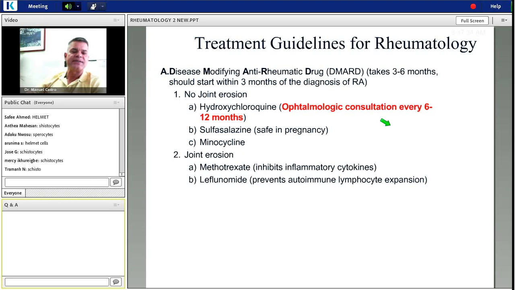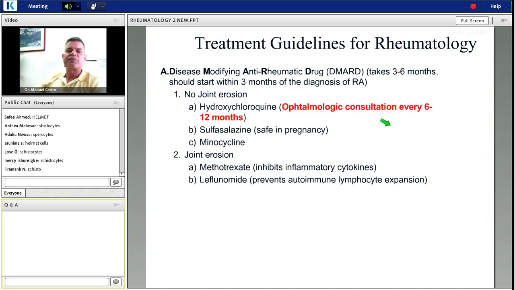So they might give you a patient who is pregnant with rheumatoid arthritis, and she does not have joint erosion, and they might ask you what you are going to start this patient on as a disease-modifying agent. Sulfasalazine should be your best choice. And minocycline is also another drug that can be used for patients with no joint erosion.